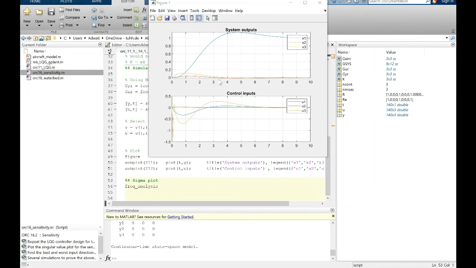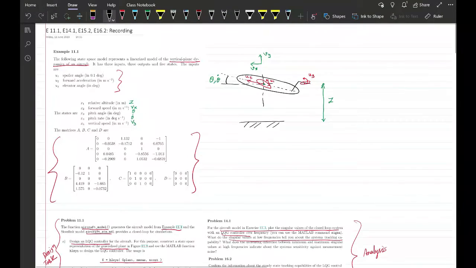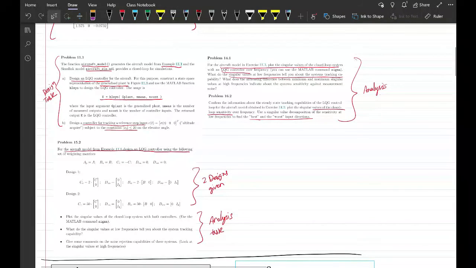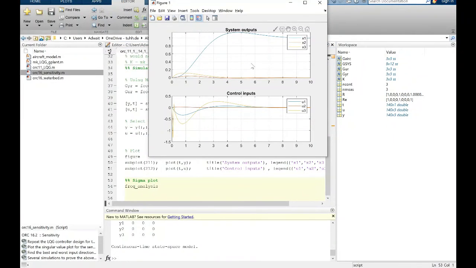For the step input that was asked in problem 11.1, we have to test it for this step input on the first channel. As you can see, this is the output response. Outputs 2 and 3 are going to 0, whereas the first output is converging to 1. The control inputs are shown here with u1, u2 and u3.